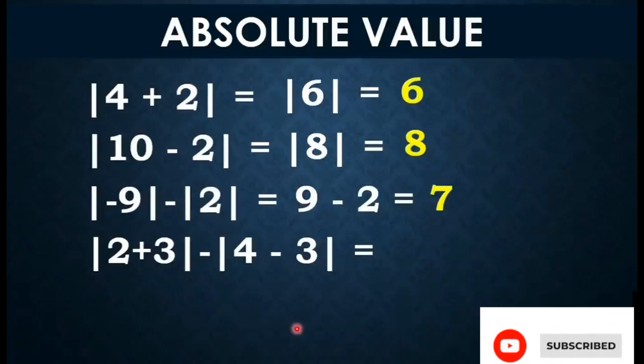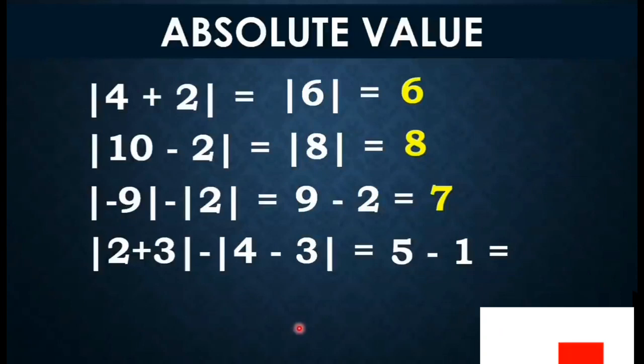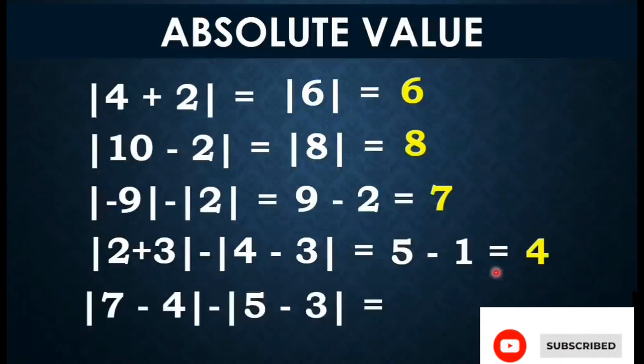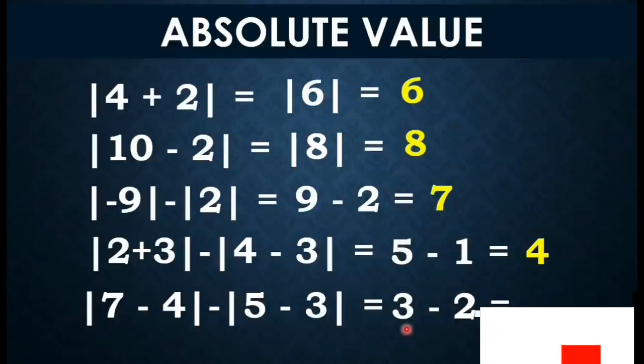2 plus the absolute value of 2 plus 3, minus the absolute value of 4 minus 3. First, 2 plus 3 is 5. Then 4 minus 3 is 1. Then 5 minus 1 is 4. Seven minus 4, the absolute value of 5 minus 3, is equal to 3 minus 2, which is equal to 1. The answer is 1.